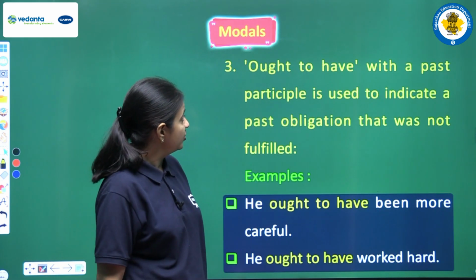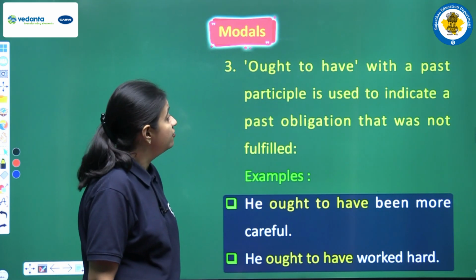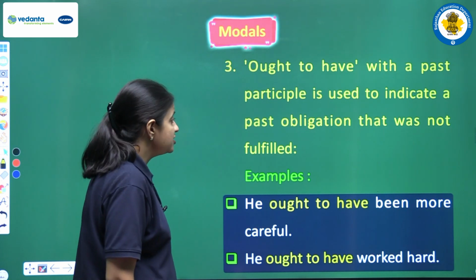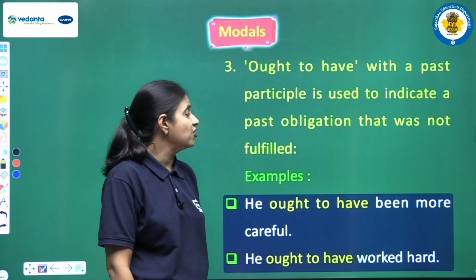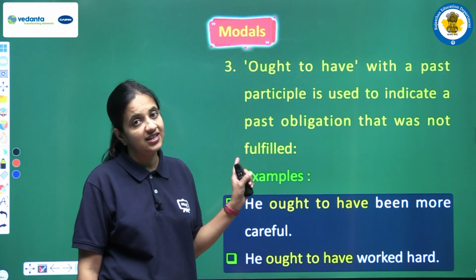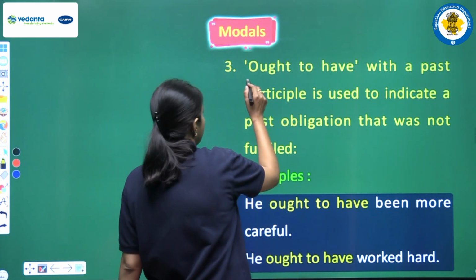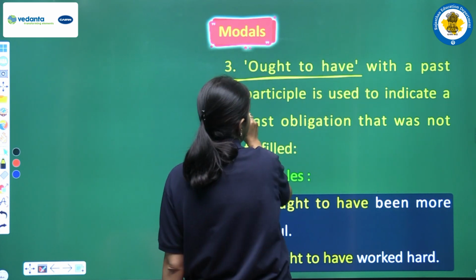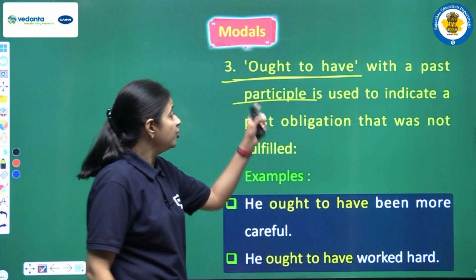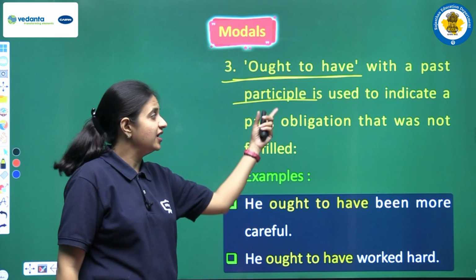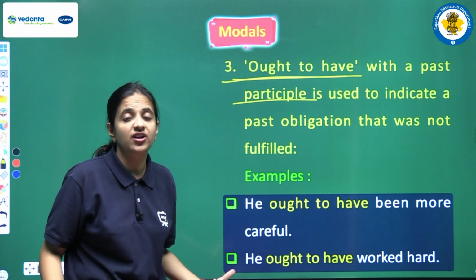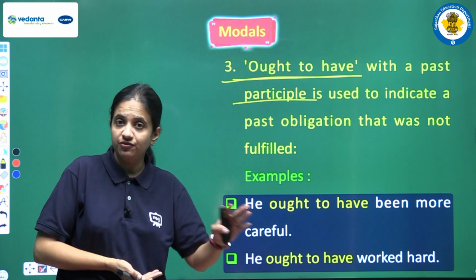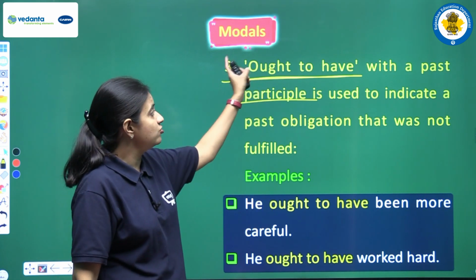Another use of ought to is, ought to have with a past participle is used to indicate a past obligation that was not fulfilled. So again, this is a structure when we have to use ought to have, right? And it is used with a past participle. Why? To indicate a past obligation that was not fulfilled, right? It was a past obligation, but this obligation was not fulfilled. In that manner, we have to use ought to have.